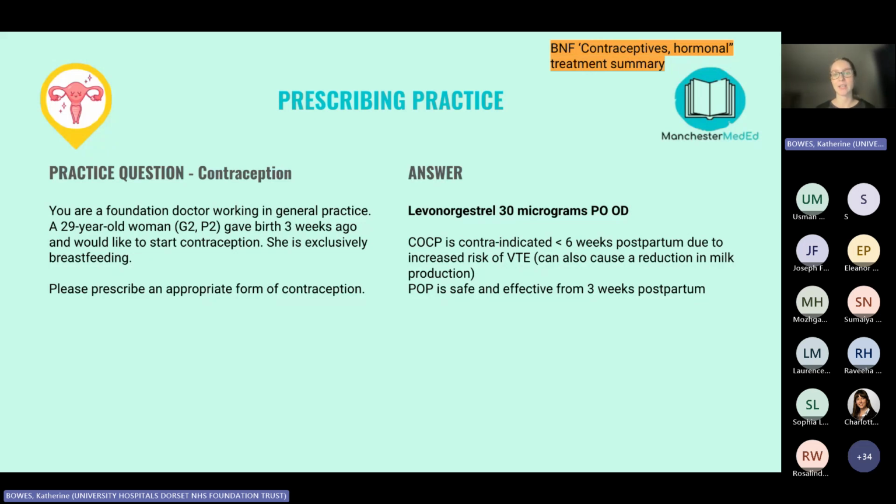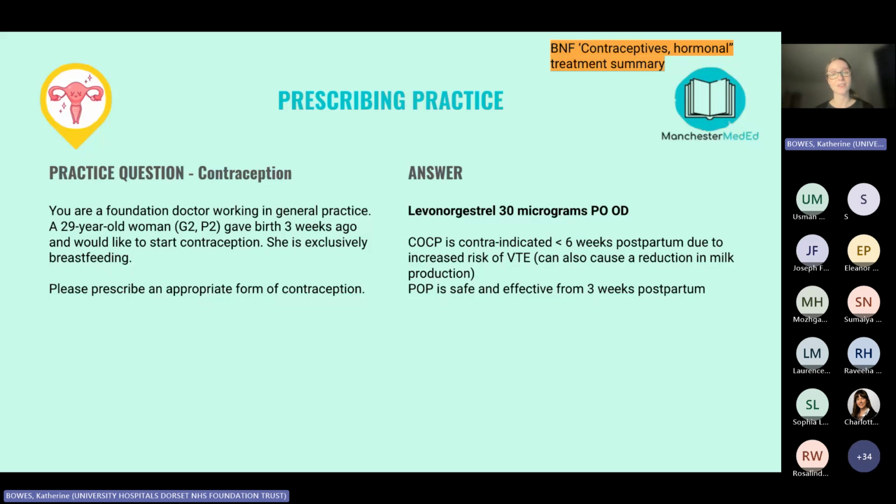And the key learning point here is that the combined pill is contraindicated within 6 weeks postpartum, and that's due to the increased risk of a VTE. There's also a note that it could reduce milk production, but the main risk here is increased risk of VTE within that postpartum period. So the progesterone only pill can be started a little bit earlier. So you still have to wait 3 weeks from giving birth, but it can be started from then.